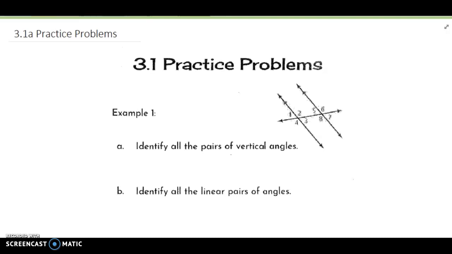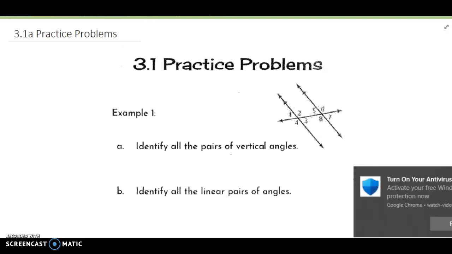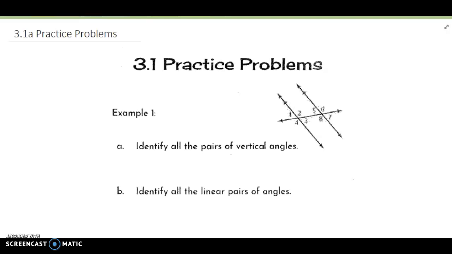All right, I'm going to pause this, and you should be able to do both A and B on your own. This is stuff we learned in chapter 1, so you should be able to do these on your own by now. So I'm going to pause this. I want you to do example 1, both A and B, and then we'll go over the answers.